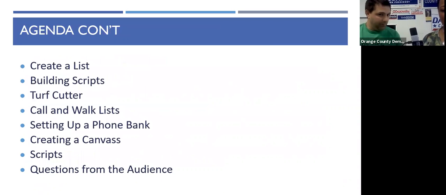So some of the things you can do with Votebuilder, you can create lists of voters to go and canvass. You can build scripts, which are a list of talking points and questions to discuss with the voters. You can cut turf, which is setting up a specific geographic area within your district or county to go canvass. From these cut turfs, you can generate call and walk lists. You can set up a phone bank. Create a canvas, also scripts, and then we're going to talk about taking questions from the audience.